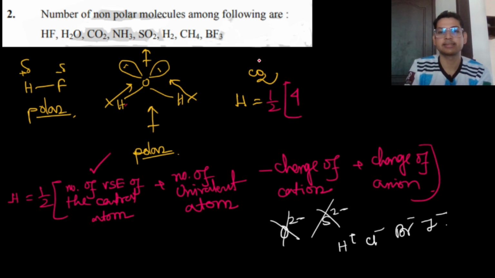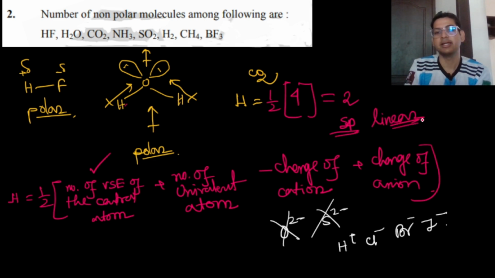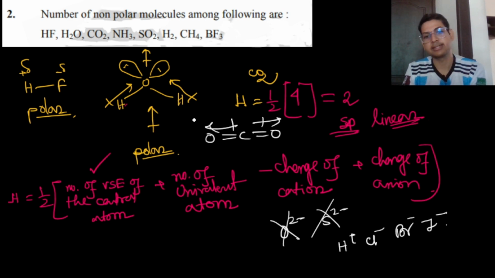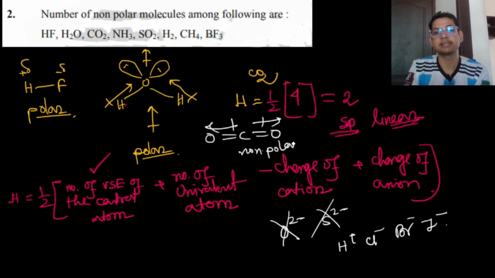This is like this. So you see half into 4, that means 2, and 2 means it is sp hybridization. This is our linear structure. Sir, linear structure means this will be looking like this, right? C double bond O, this dipole moment and this dipole moment will be cancelled out, and it is ultimately non-polar. So they are asking for non-polar. I already got CO2 as non-polar.